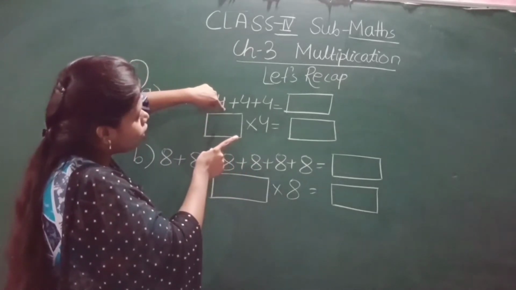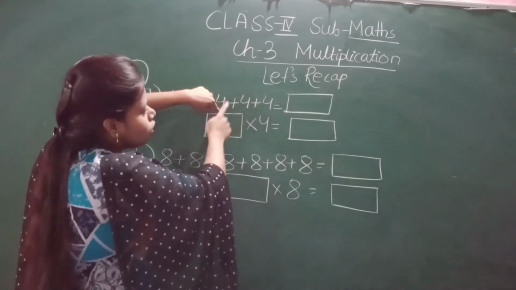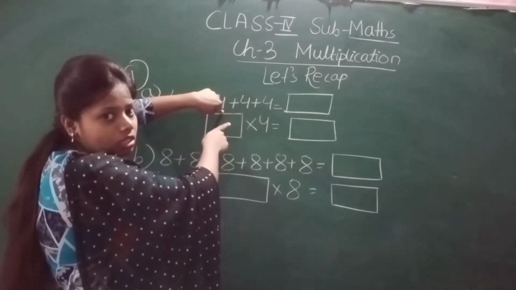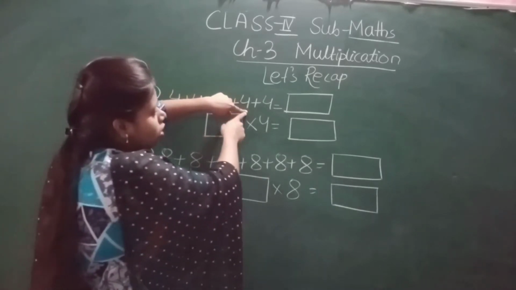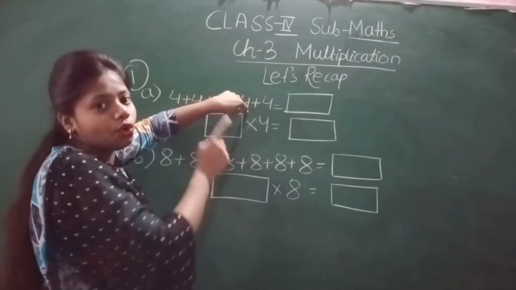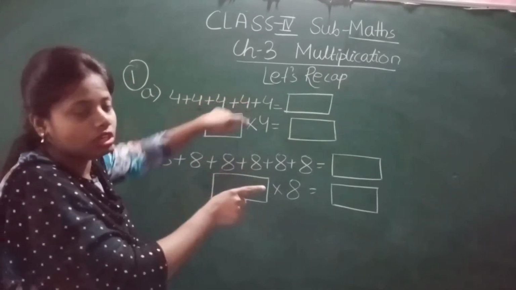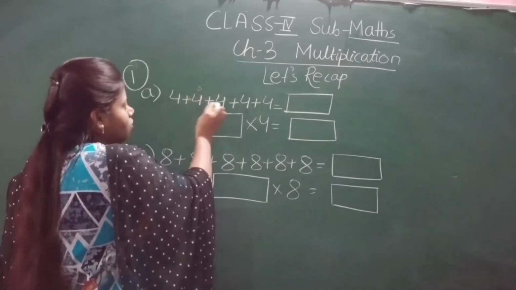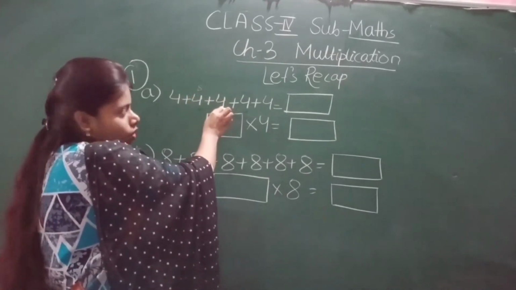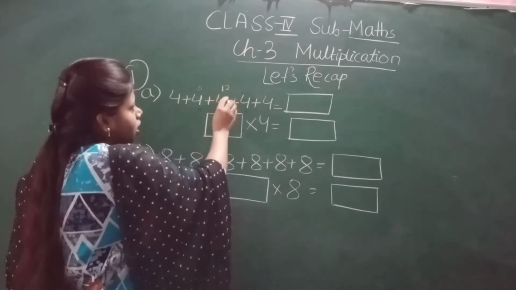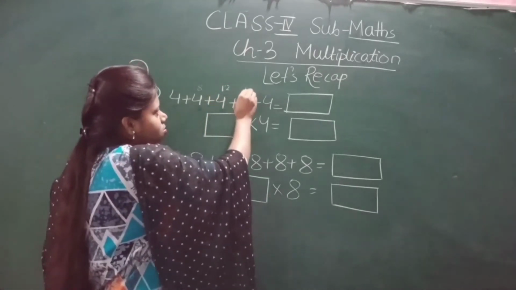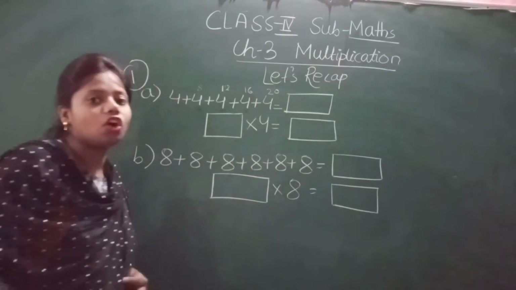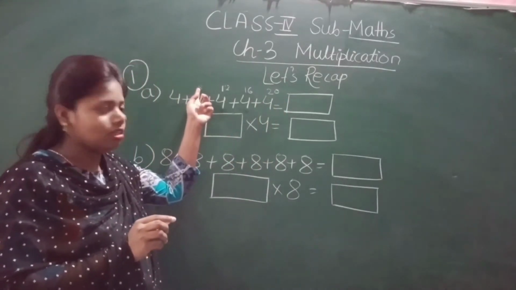Now we got 12. Now we have to add 4 to that 12. So 12 plus 4 will be 16. Now 16 plus 4 is how much? 20. Now see here once more. 4 plus 4 is 8. Now to this 8 we have to add this 4, so it becomes 12. Again we add 4, so it becomes 16. Again we add 4, it becomes 20. At last we got 20.